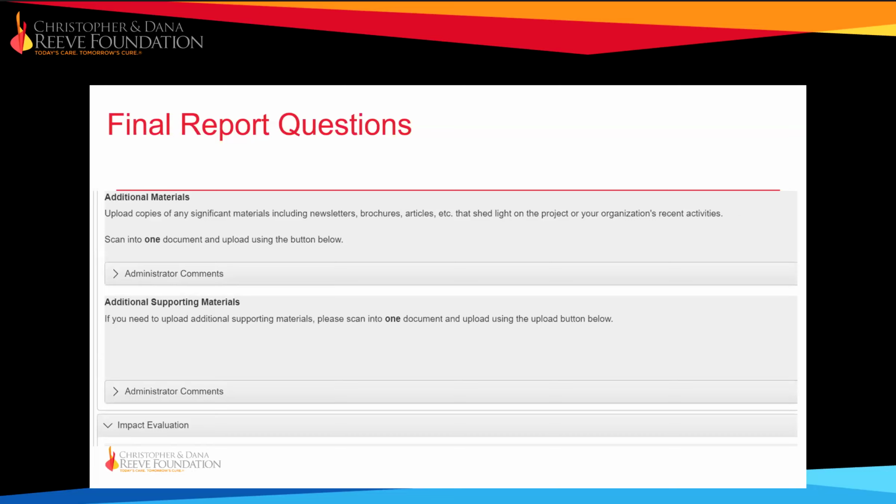So to recap, we've covered report reminder emails, accessing Foundant, reviewing the reporting questions and how to respond to them, as well as handling budget files. The last topic that needs to be covered is budget revisions and no-cost extensions.